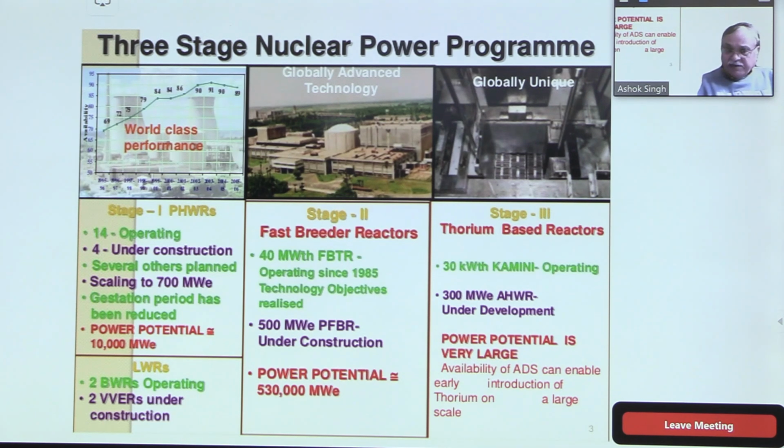Countries which are abundant in uranium and which can buy uranium easily from other parts of the world, for them this type of technology is not very useful. For them the light water reactor technology is more useful. But for countries which have very limited uranium, like India, this is considered more useful. So India's first stage was planned as pressurized heavy water reactor stage.